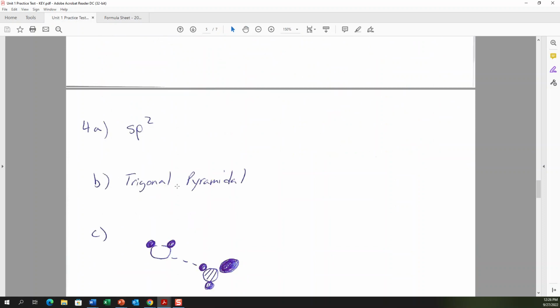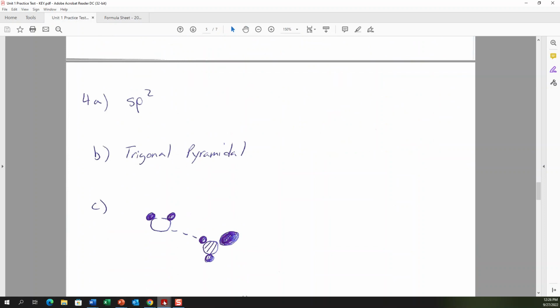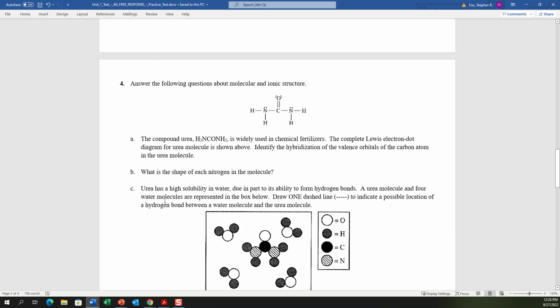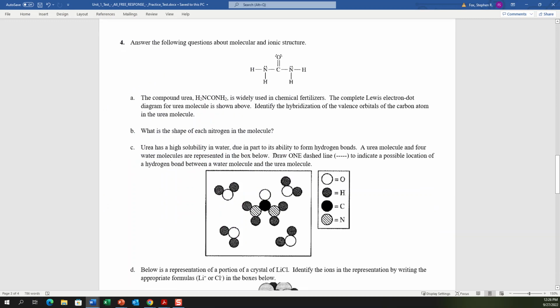Each nitrogen's trigonal pyramidal. And then if we go to the next question, it's saying draw 1 dashed line to indicate a possible location of a hydrogen bond. So here's a nitrogen and nitrogen bonded to hydrogen. So that would be a positive dipole there with an N-H bond, right? And so I could draw a dashed line from the oxygen of the water to that hydrogen. That would be a hydrogen bond.